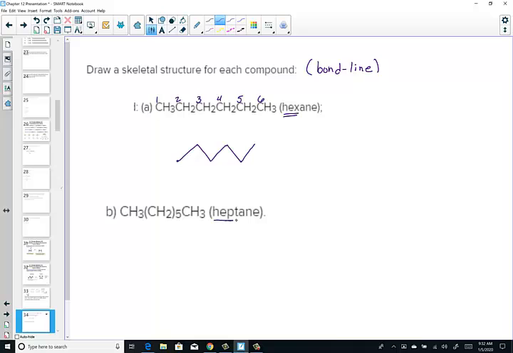Let's draw the bond line structure for heptane. Here the prefix hept means 7. We have 1 carbon at the terminal end with the CH3, 5 more carbons all containing CH2, plus 1 more at the end with a terminal CH3. That gives us a total of 7. 1, 2, 3, 4, 5, 6, 7. I've drawn the line structure for the compound heptane.